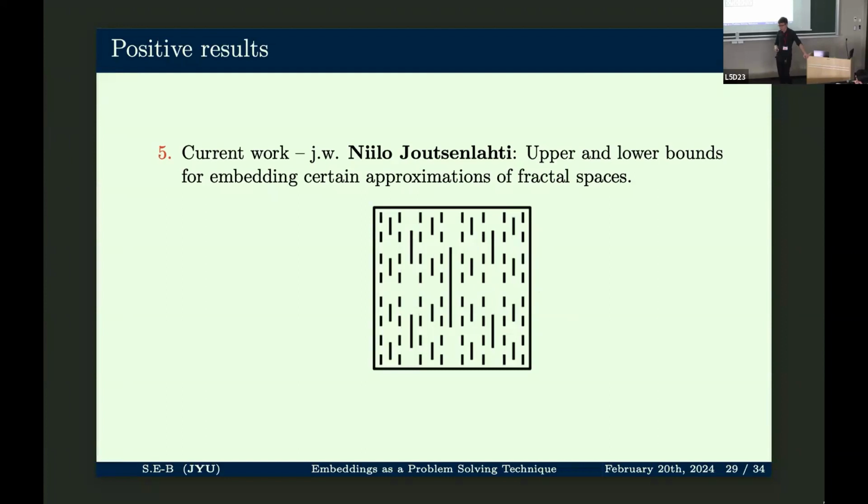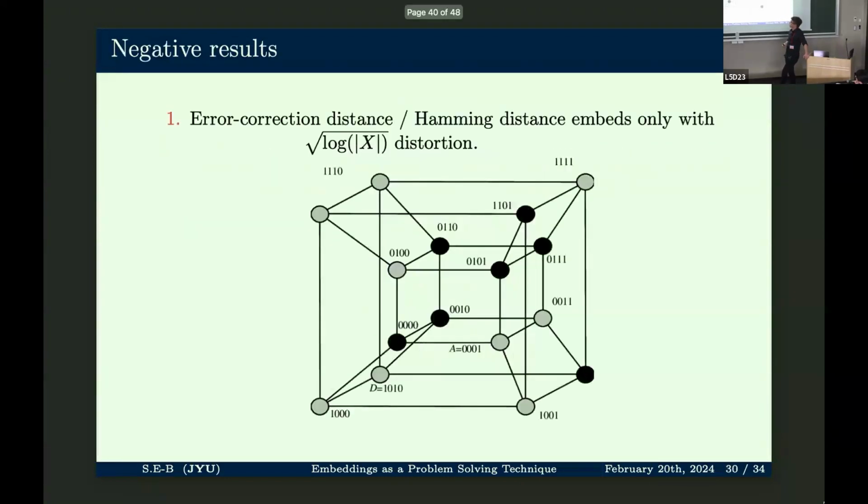The reason is that it tells us something about extending sharp embedding results to different settings. So this is the positive setting. What about the negative setting? So the earliest negative example is that of the Hamming cube that arises in error-correcting codes.